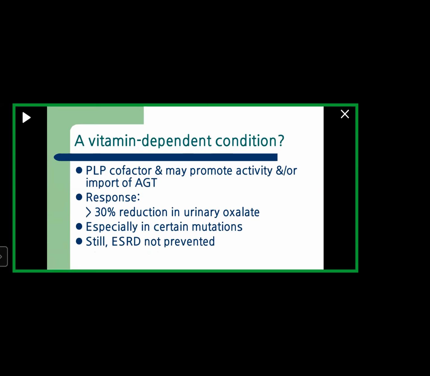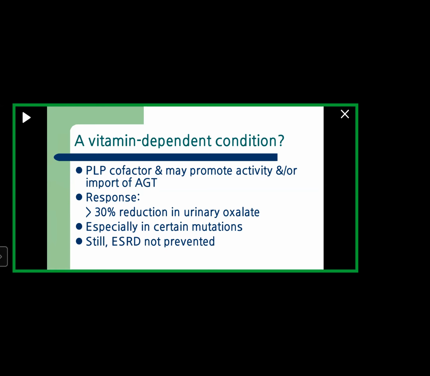Is primary hyperoxaluria a vitamin-dependent condition? Now, what is a vitamin-dependent condition? A vitamin-dependent condition is a condition which is not due to vitamin deficiency, but it can be treated with large doses of a certain vitamin. Now, pyridoxal-phosphate, which is the active form of vitamin B6, is the cofactor for AGT, which is the enzyme whose abnormalities or loss of activity is responsible for type 1 primary hyperoxaluria.